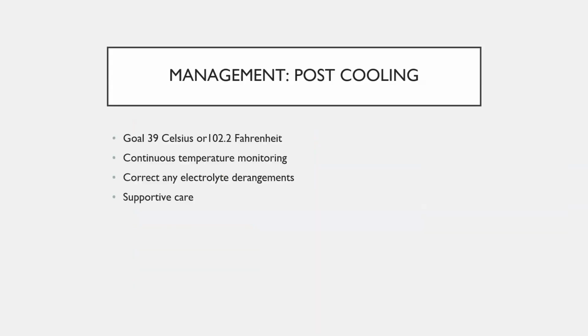Our ultimate goal with cooling our patients is actually not to get them to normothermia, but to get them to 102 degrees Fahrenheit. Then I want to do continuous temperature monitoring, probably with a rectal probe. Since these patients have probably been sweating for a prolonged period of time, they can also have a lot of electrolyte derangements, so just replete any electrolytes they might have lost from all their sweating. And then ultimately, it's just supportive care.